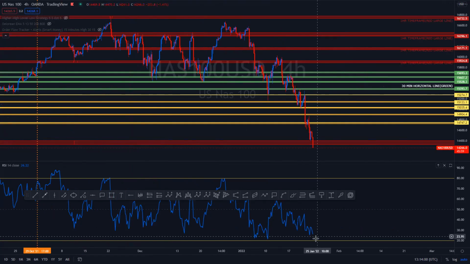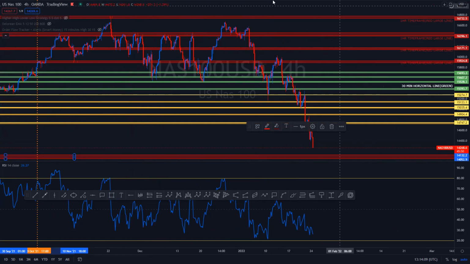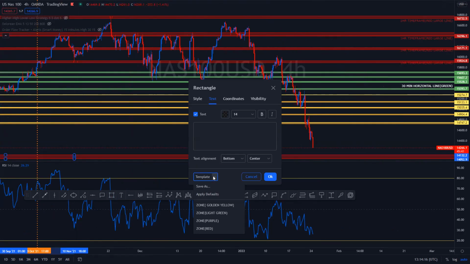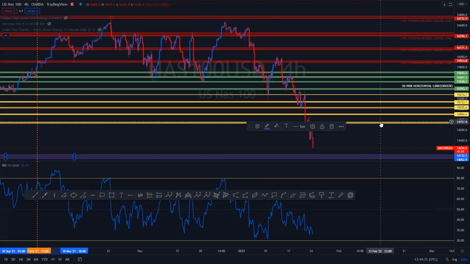So since price is close to being oversold, I'm just going to put a floor down here. I want to make this the... well, let's see, I believe purple is the 4 hour. So that's what we're going to do. Looks like price is dropping. So they're ready to drop it all the way to make it oversold.